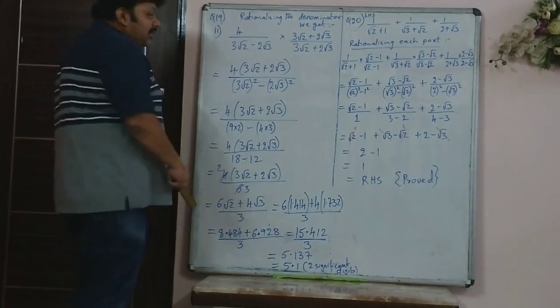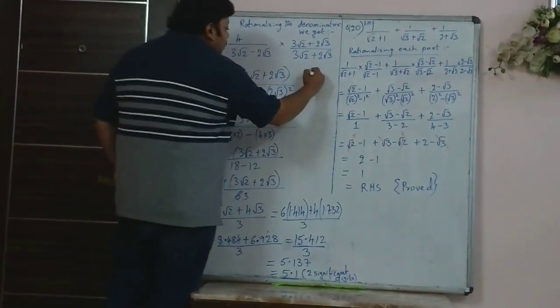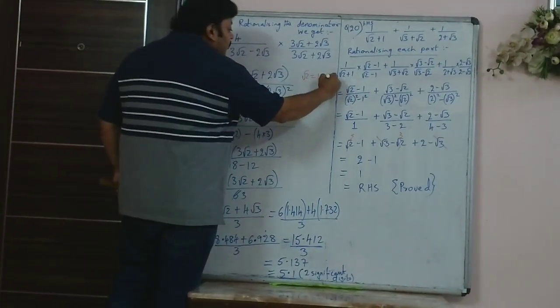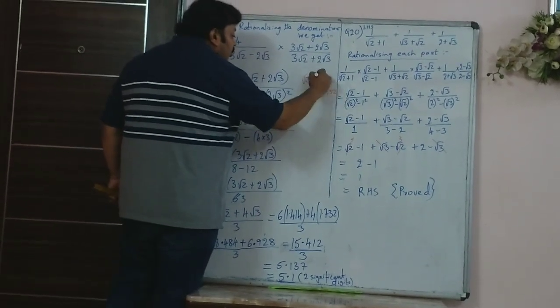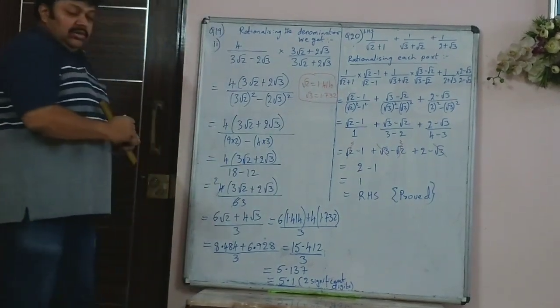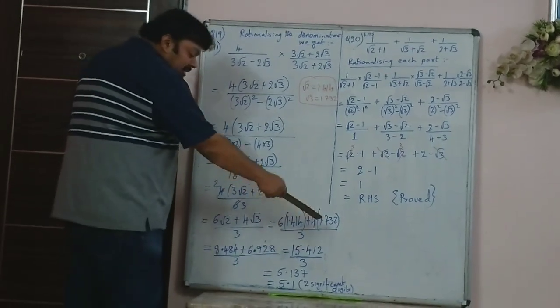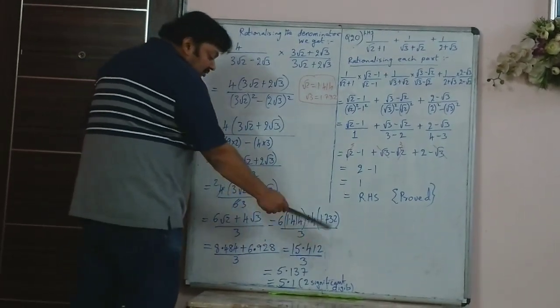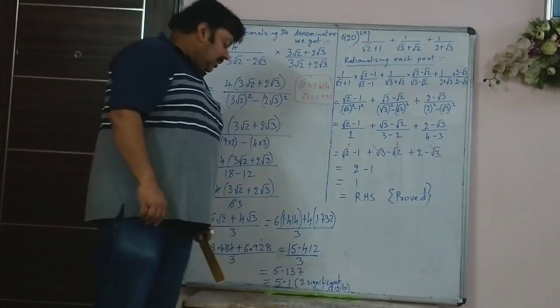Therefore, root 2, I told you to know the values of root 2 and root 3. Root 2 is 1.414 and root 3 is 1.732. So these two values you are supposed to substitute, and then once we open the bracket, multiply and solve, you get 15.412 upon 3, which is 5.137.